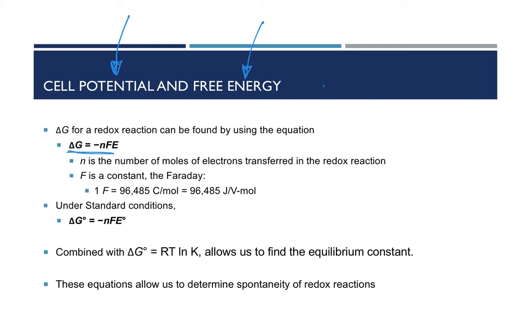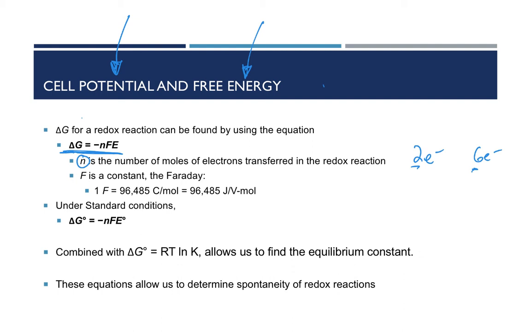That relationship is given to us by the equation delta G equals negative nFE, where n is the number of moles of electrons transferred in a redox reaction. So for example, if we were doing a balanced equation and we saw that there were 2 electrons being transferred overall or 6 electrons being transferred overall in our balanced equation, that is the number of moles. 2 or 6 would be what we put in for n.